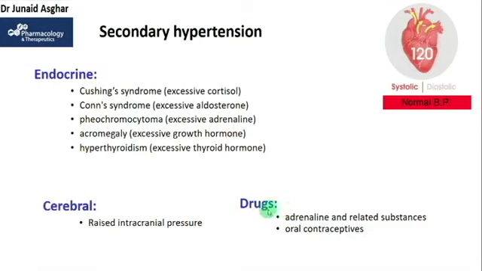There are several drugs which can cause high blood pressure, some of which are mentioned here, for example adrenaline and all the related substances, including all the sympathomimetic drugs, and oral contraceptive agents are well known for raising or elevating the blood pressure.